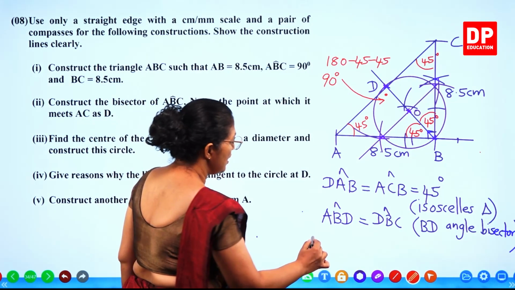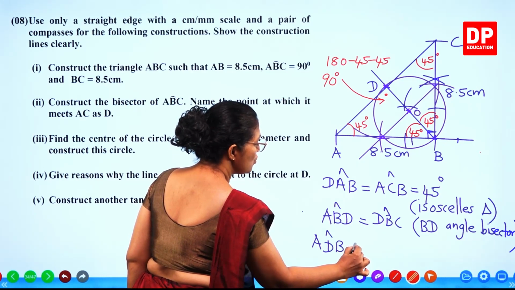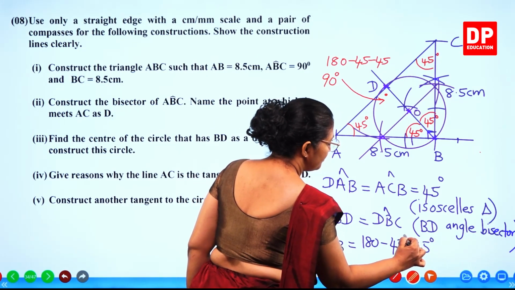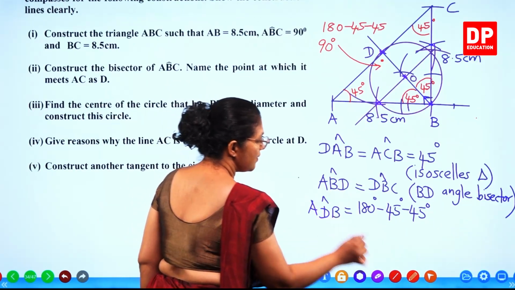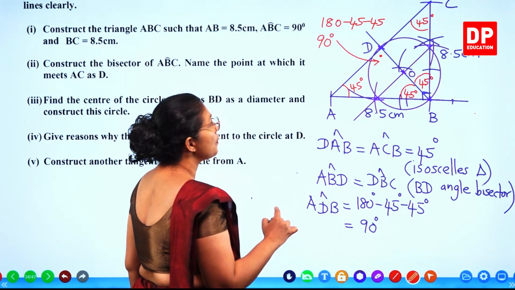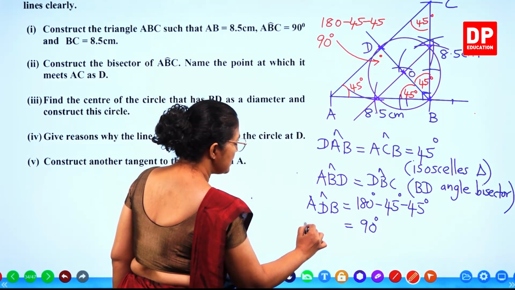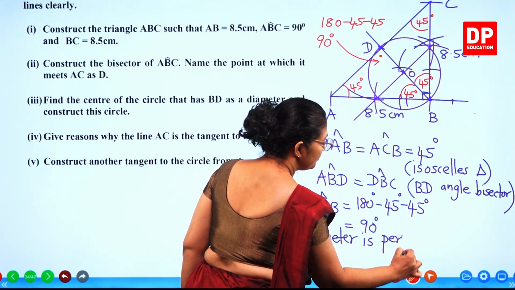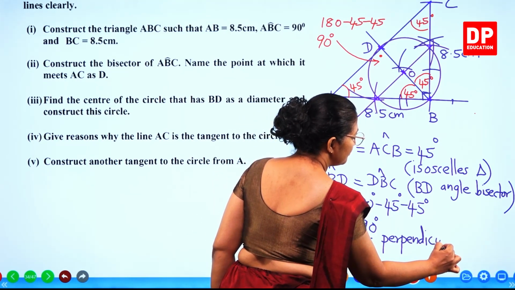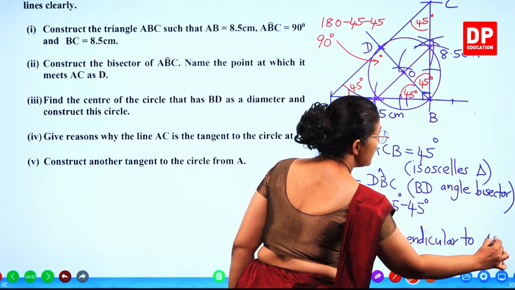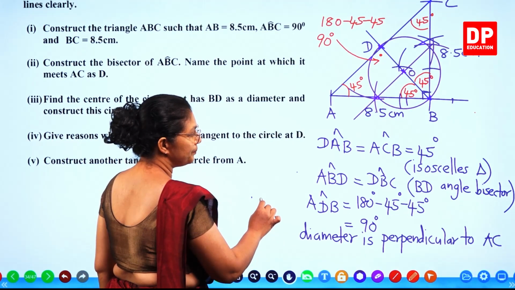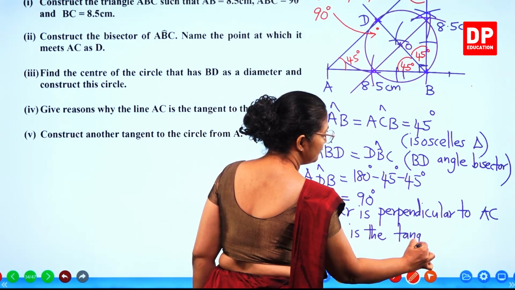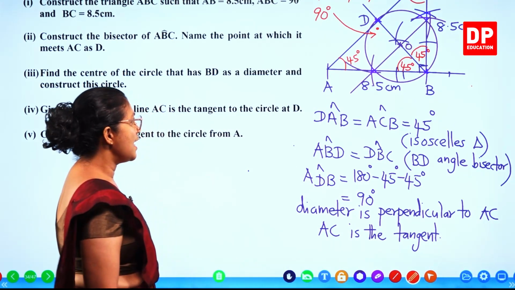Then we can find out ADB angle is equal to 180 minus 45 and 45. So you get 90 degrees. And we can say the diameter is perpendicular to the AC line. So AC is a tangent line.